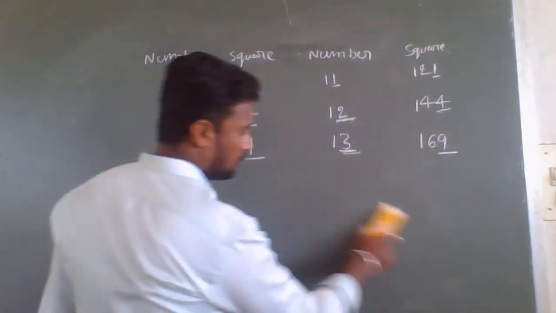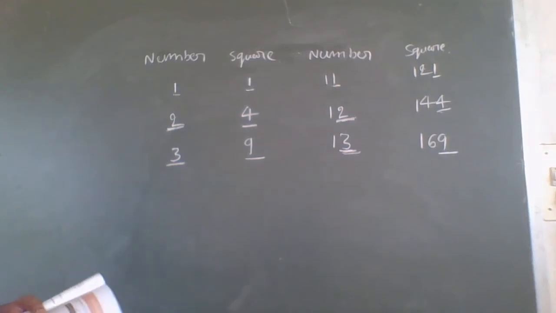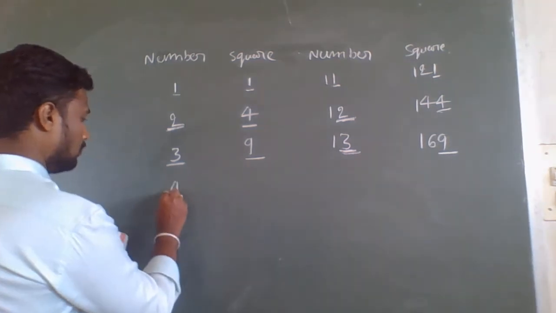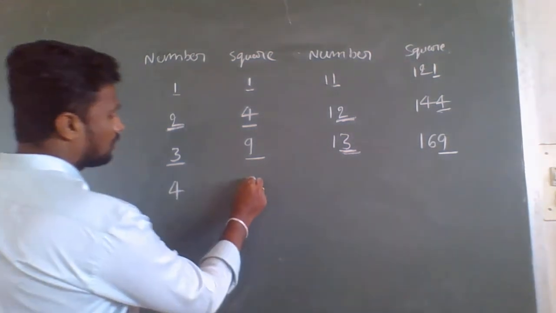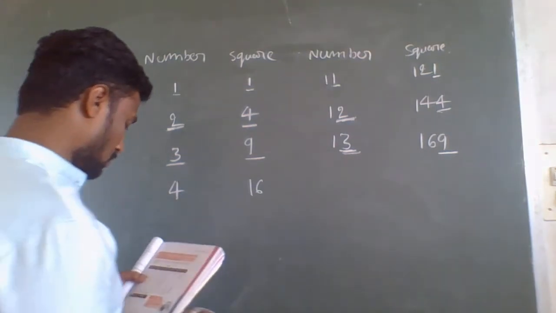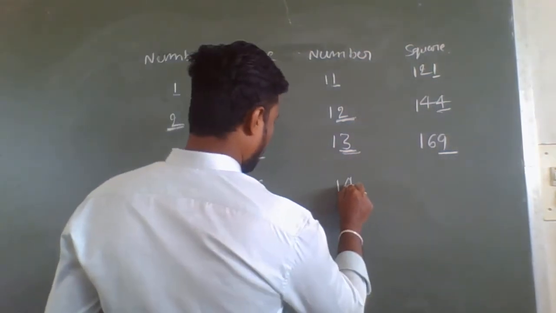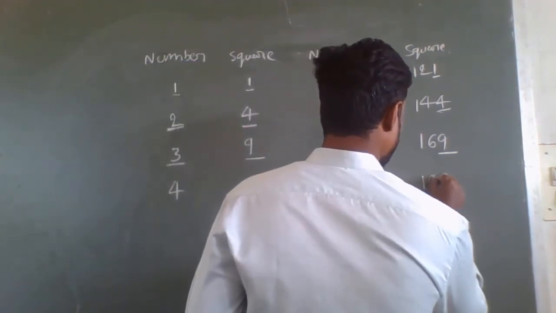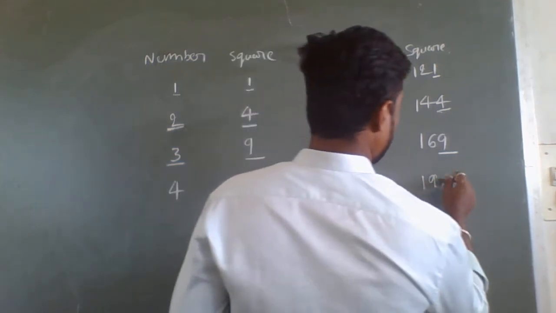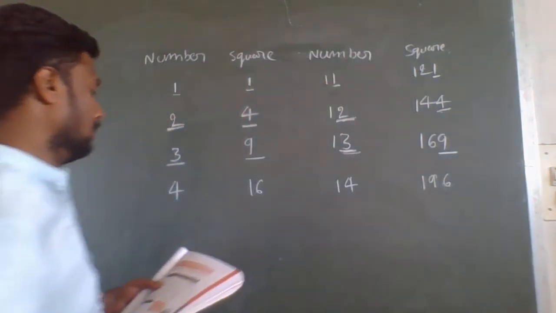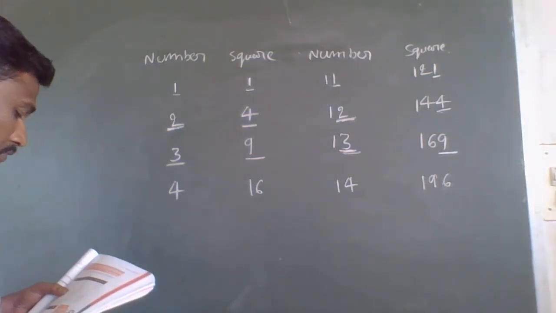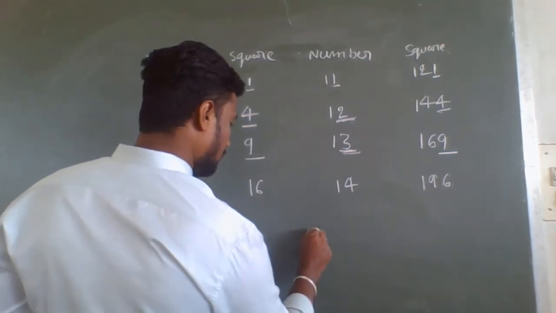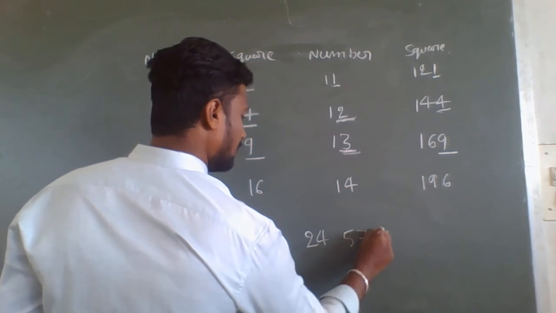So now again we'll move to the next value, 4. 4 means what will we get? 4 into 4, 16. 14, square of 14 is 14 into 14, 196. Next, 24, they have given in the third column. 24 means 576. Square number is 576.